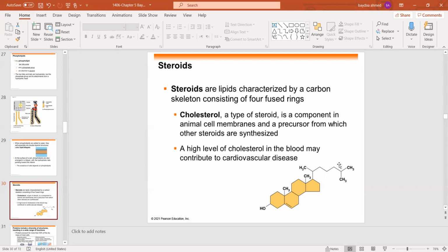In vertebrates, cholesterol is synthesized in the liver and is also obtained from diet. So, a high level of cholesterol in the blood may contribute to atherosclerosis.